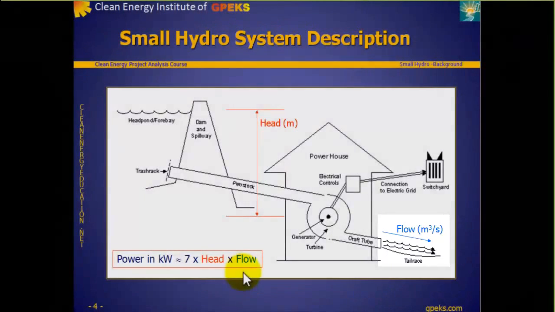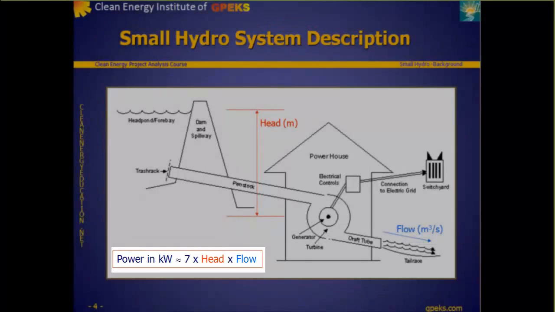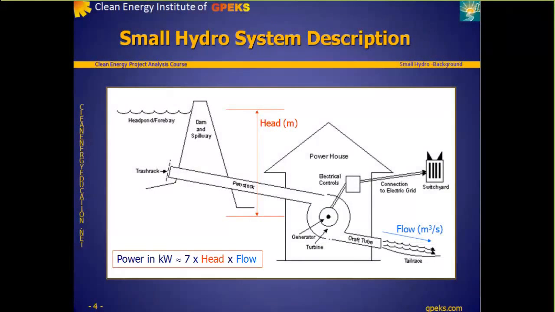As a conservative rule of thumb, the power output of a hydro project, expressed in kilowatts, is equal to 7 times the head, expressed in meters, multiplied by the flow, expressed in cubic meters per second. Let's examine in more detail the components of a small hydro project involved in this transformation of potential energy to electricity.